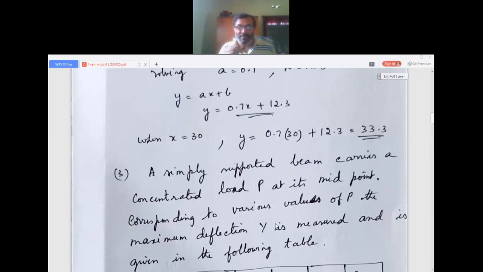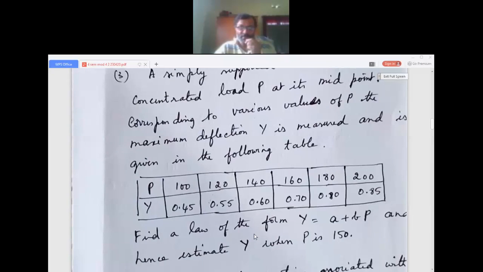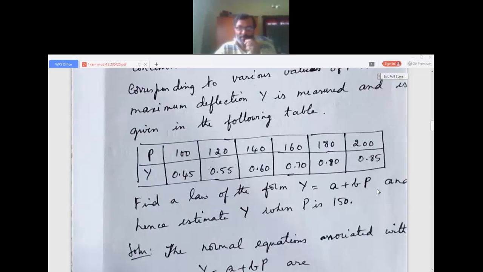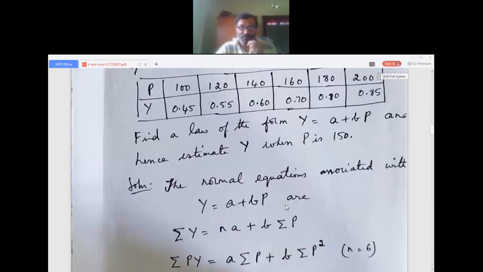A simply supported beam carries a concentrated load P at its midpoint corresponding to various values of P. The maximum deflection Y is measured and is given in the following table. So the P value is given, the Y value is given. Now find a law of the form Y equals A plus BP and hence estimate Y when P is 150.